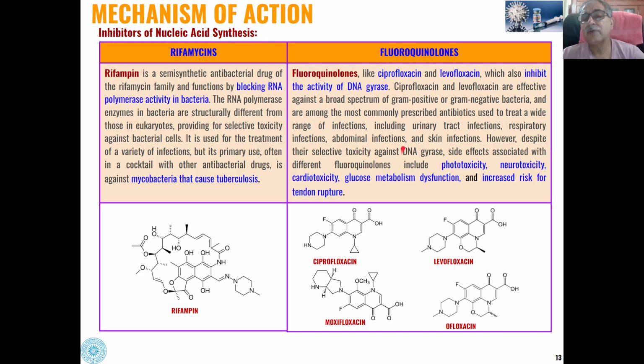Although they are effective against so many infections, they have some side effects also, like phototoxicity, neurotoxicity, cardiotoxicity. Glucose metabolism dysfunction can also take place. Then there is an increased risk of tendon rupture also if we use this category of antibacterial agents in excess.